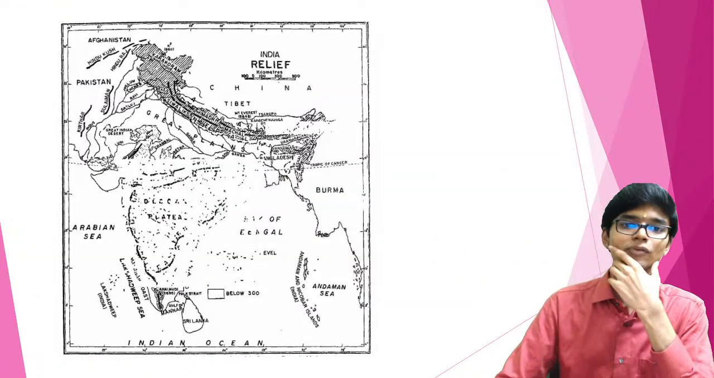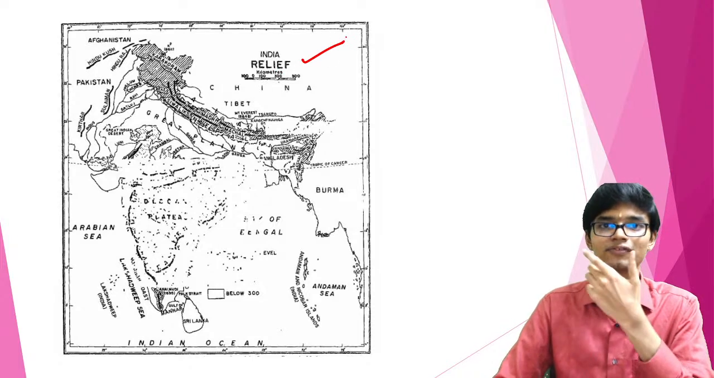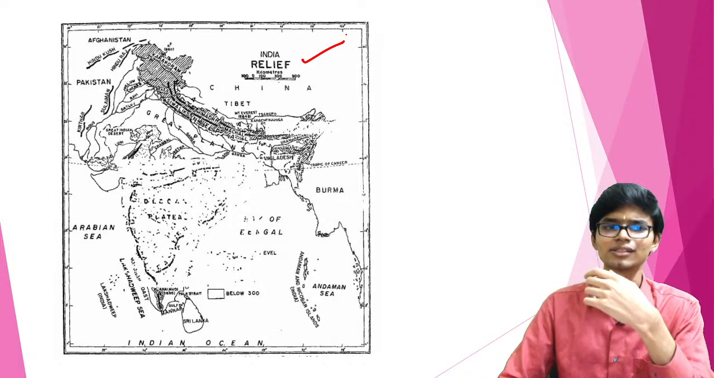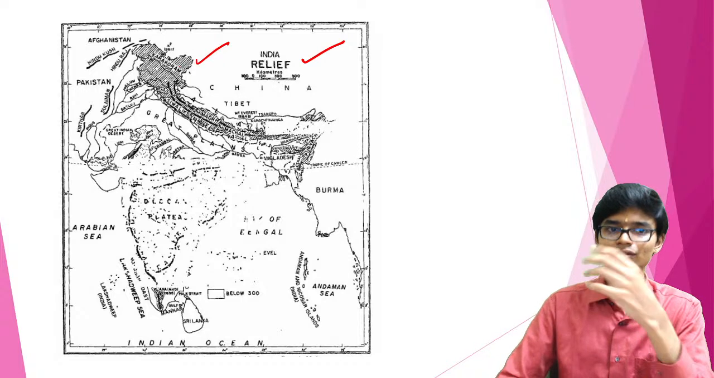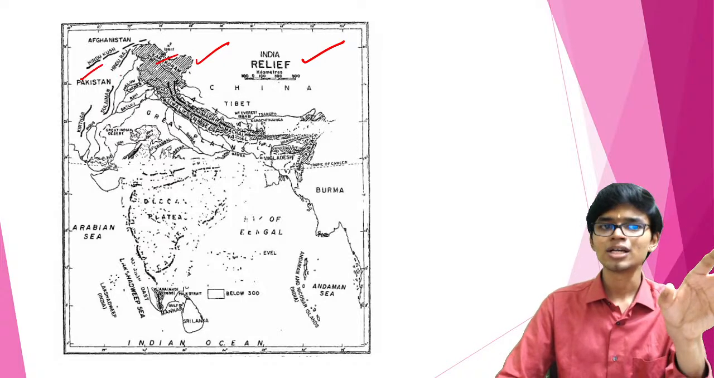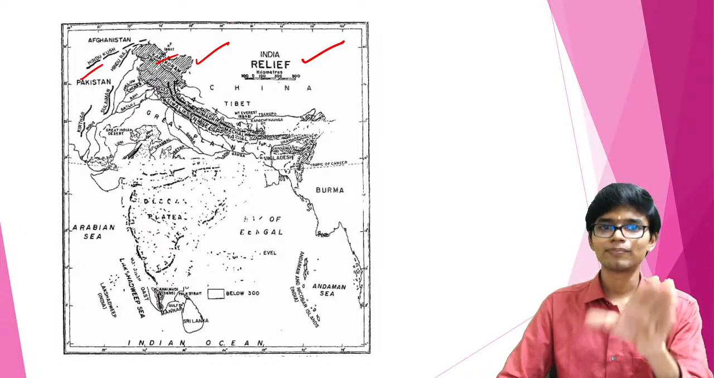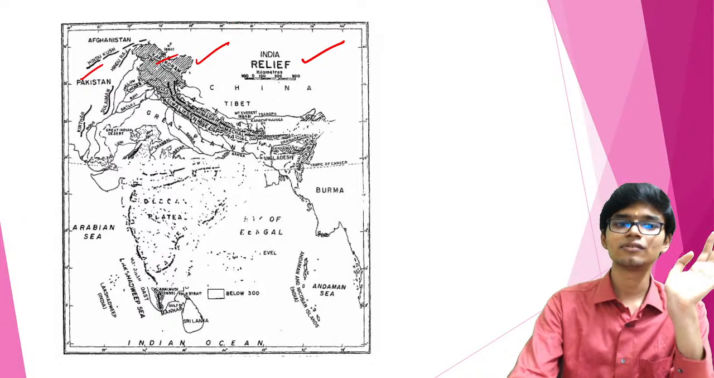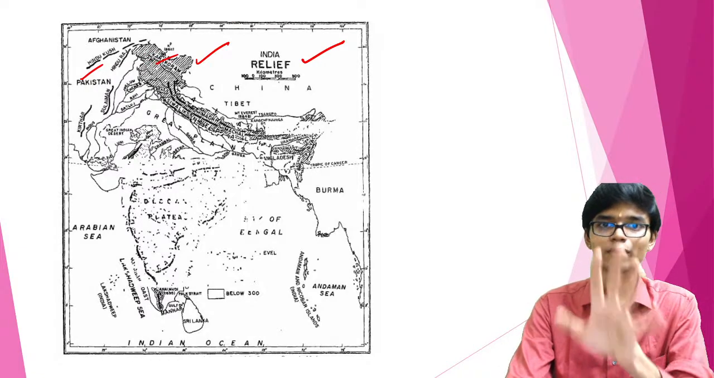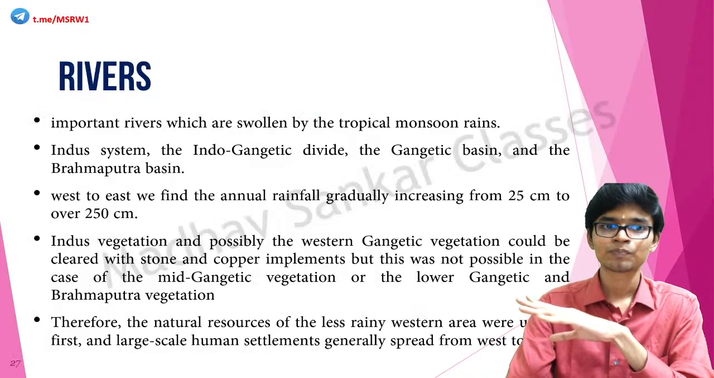So here is another map of India showing the relief features of India, which means the mountain features. You have the Himalayan ranges, you have subdivisions Karakoram, Hindu Kush, etc. Please do look into the map from your history textbook and observe the different placements of mountains, plateaus, rivers, etc.